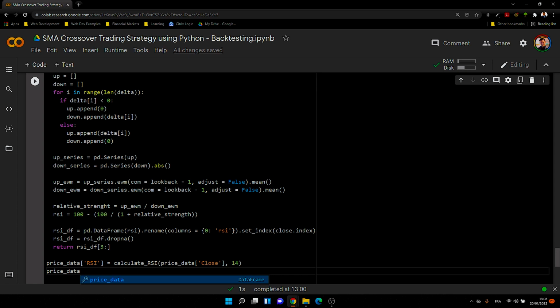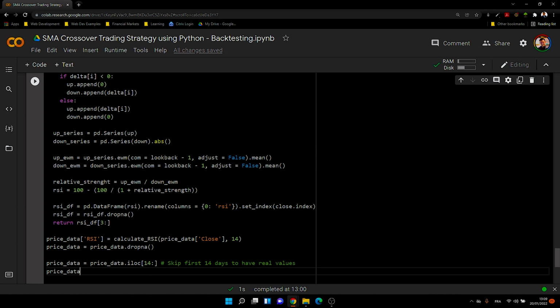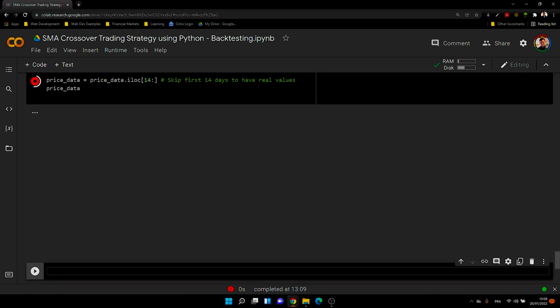And we'll say that our price data will be equal to our price data, and we'll drop the NA values again. And to finalize, we'll say our price data will be equal to our price data.iloc, and we'll keep only from the 14th row onwards. This is essentially to make sure that we skip the first 14 days to have only real values taken into consideration. And we'll end this by calling our price data. There we go. It gives us our data frame.